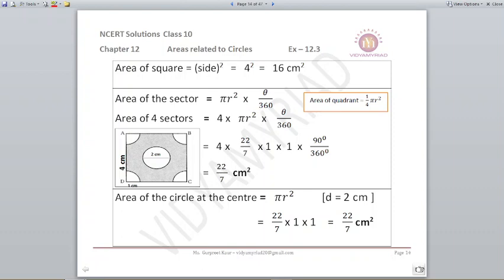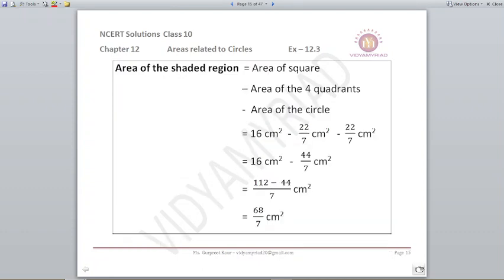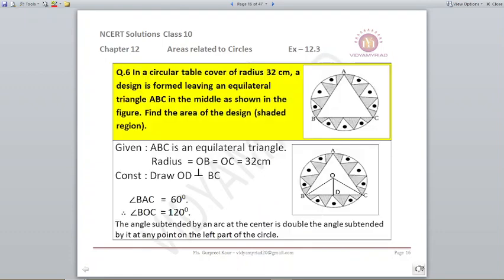Now we have all the information with us, we will just put it in and find the answer. The area of the shaded region is the area of the square minus the area of the quadrants minus the area of the circle. So 16 minus 22 upon 7 minus 22 upon 7, that is 16 minus 44 upon 7 centimeters square, which gives us 68 upon 7 centimeters square. Question number 6.